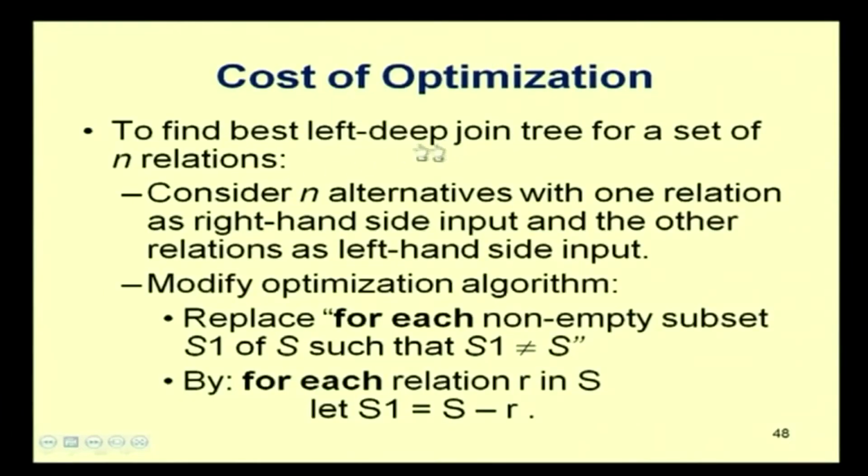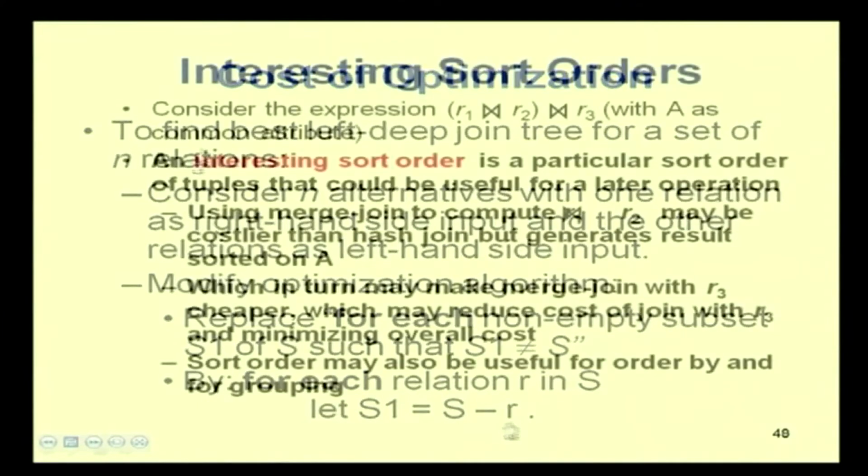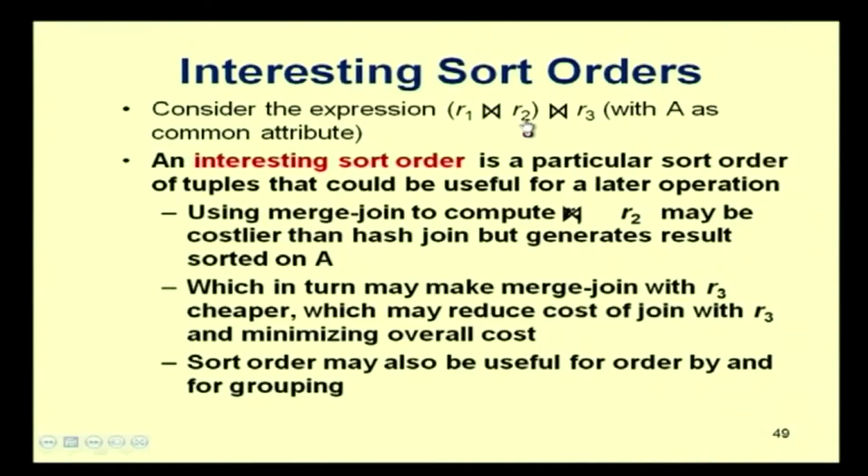To find the best left deep join for a set of n relations, consider n alternatives with one relation as the right hand side input and the other relations as the left hand side input. Modify the optimization algorithm: replace "for each non-empty subset S1 of S such that S1 is not equal to S" by "for each relation R in S, let S1 be equal to S minus R". So, consider the expression R1 join R2 join R3 with A as the common attribute. An interesting sort order is a particular sort order of tuples that could be useful for a later operation.